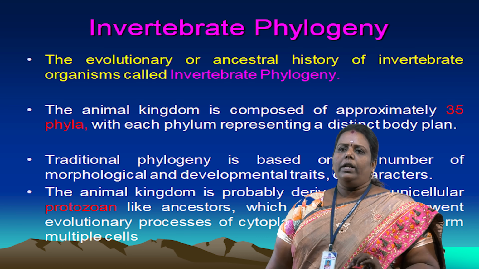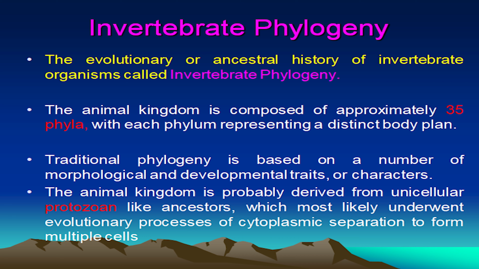You know very well what is meant by invertebrate. Animals without a notochord are called invertebrates. The animal kingdom is composed of approximately 35 phyla, and it represents distinct body plans. Traditionally, phylogeny is based on a number of morphological and developmental traits or characters. We have to differentiate the invertebrate phylogeny.